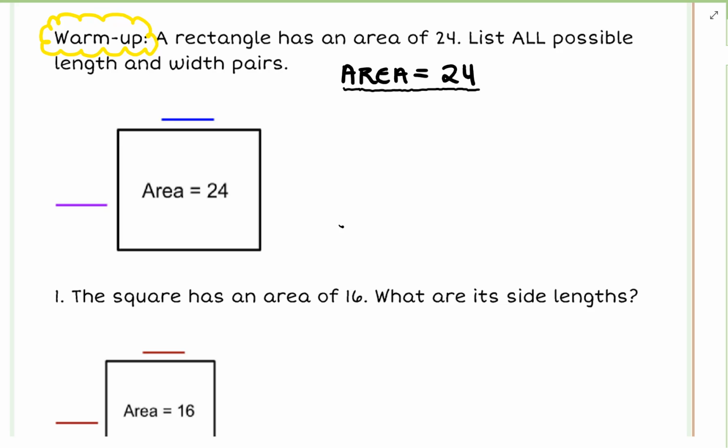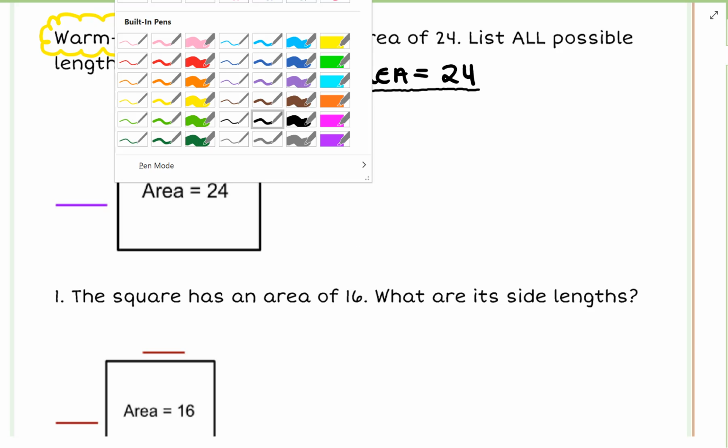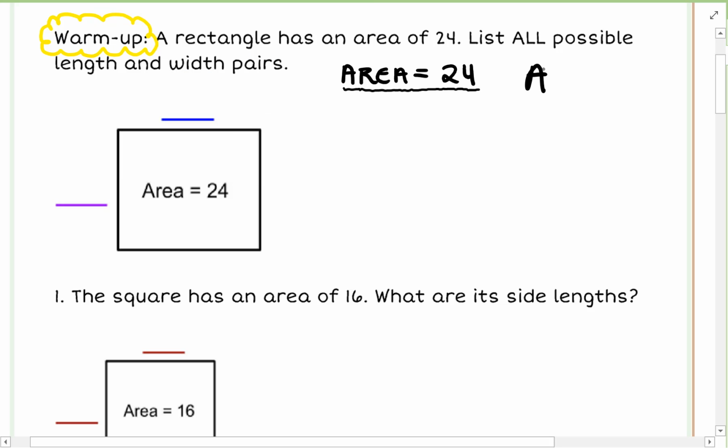A rectangle has an area of 24. List all possible length and width pairs. Remember that area can be found by taking the length times the width. And don't let your eyes deceive you, because they want all possible length and width pairs. So this rectangle may not look exactly like this.